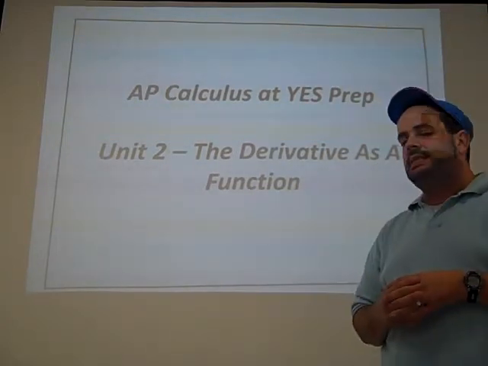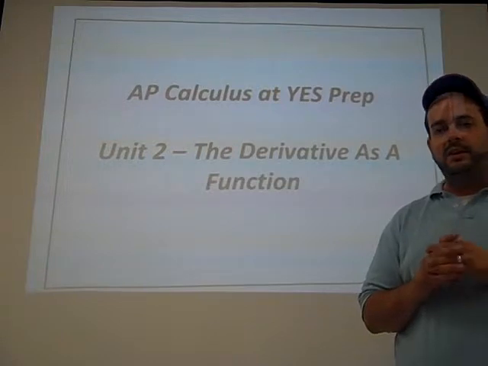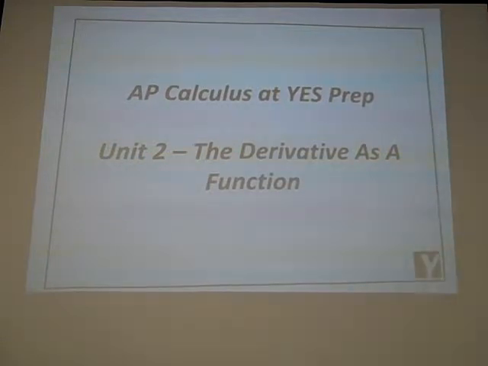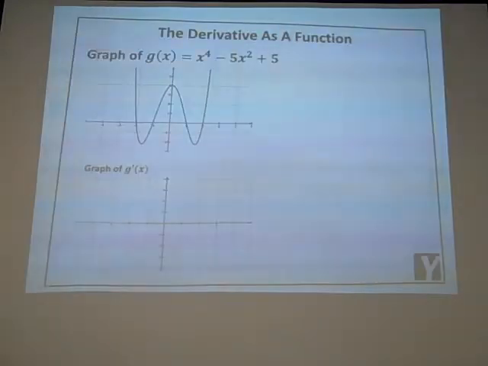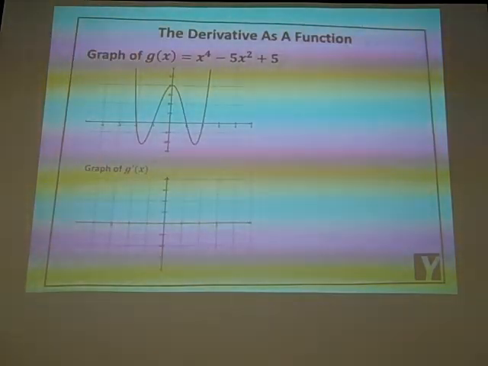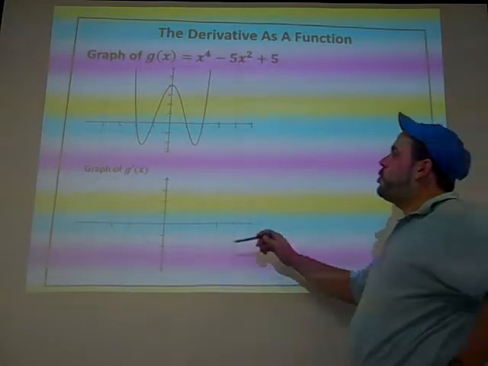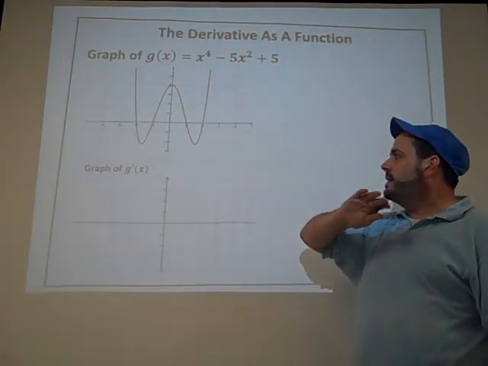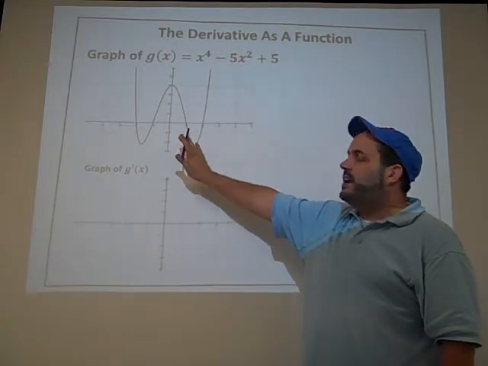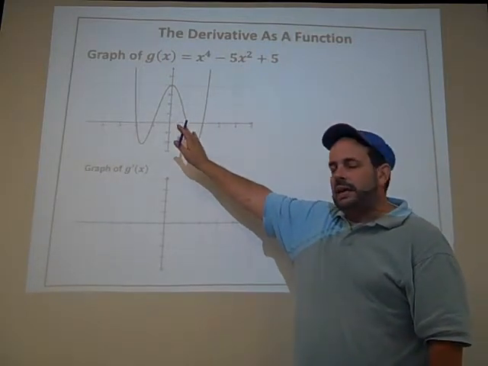But what we started on today was, given the graph of a function, any function, maybe it's exponential, maybe it's sinusoidal, whatever the graph is. So in this case, I have this quartic, a degree 4 polynomial. What I want to know is, what would the graph of its derivative look like?